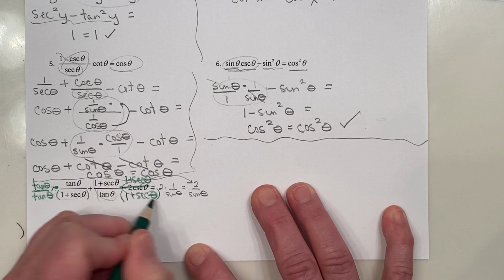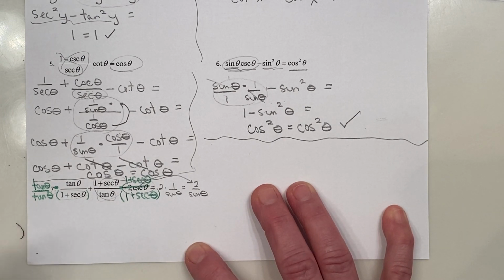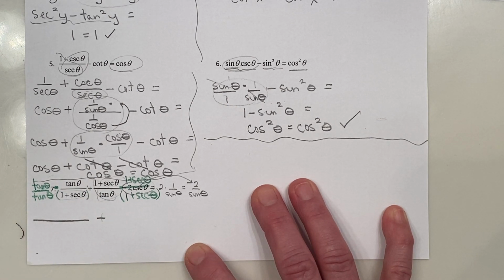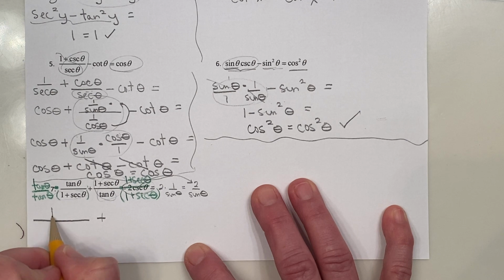And make sure and put these in parentheses. Okay, this is going to be a mess, but let's try and kind of keep it organized. So I've got this plus sign here. I'm going to have a big fraction bar here. Multiplying these 2 fractions, we end up with tangent squared theta over.